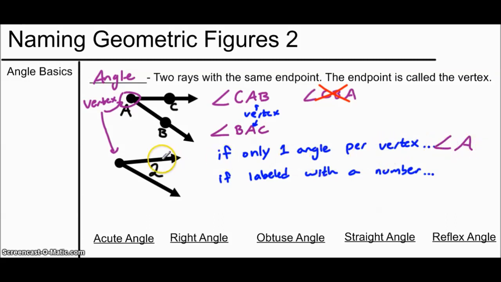Also, if your angle is labeled with a number, like this one is right here, then you can just call it angle and then put the number. So angle 2 is fine. These are only used in very specific circumstances. When in doubt, use angle and then 3 letters right there.